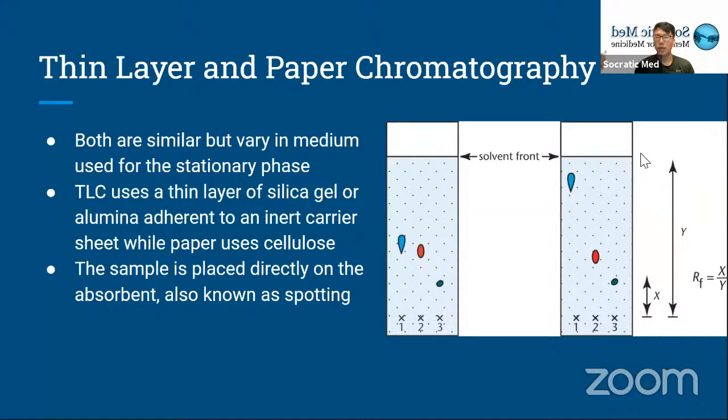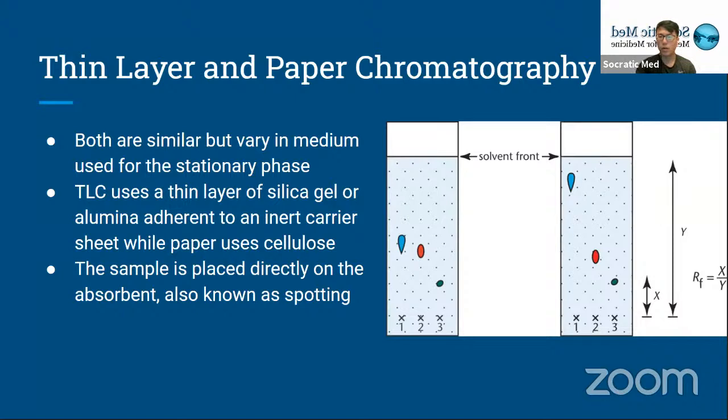As the solvent is moving, it will carry the spots. And if you divide the distance that the spots moved by the distance that the solvent moved, you'll find the RF factor. And the RF factor can be used to distinguish the different compounds that were spotted. That's thin layer and paper chromatography. That's the general example of chromatography.